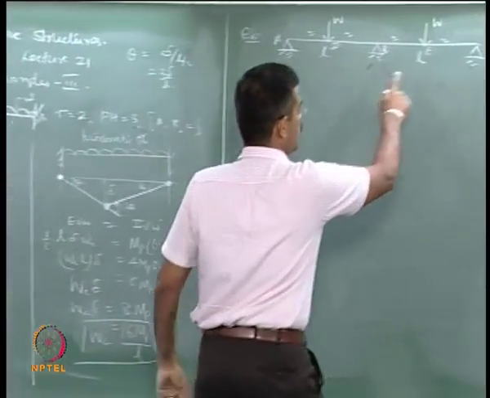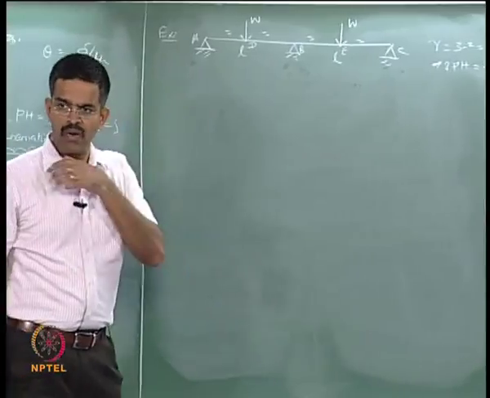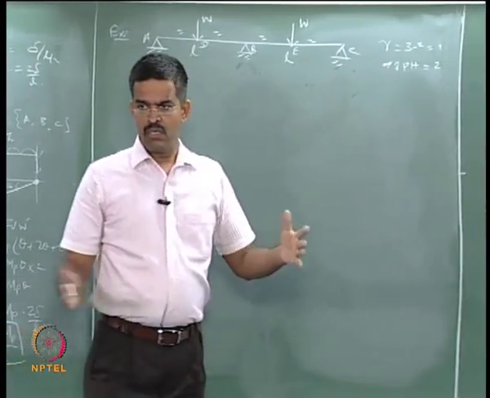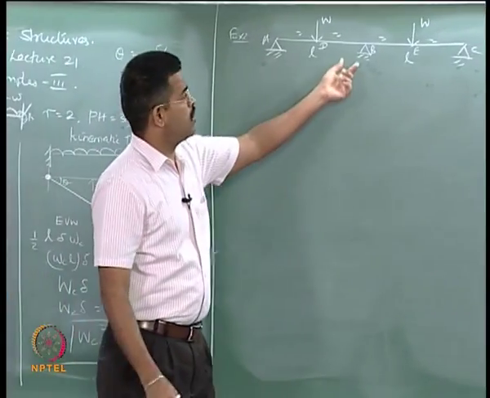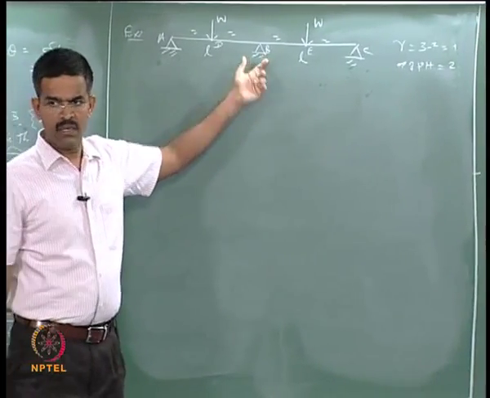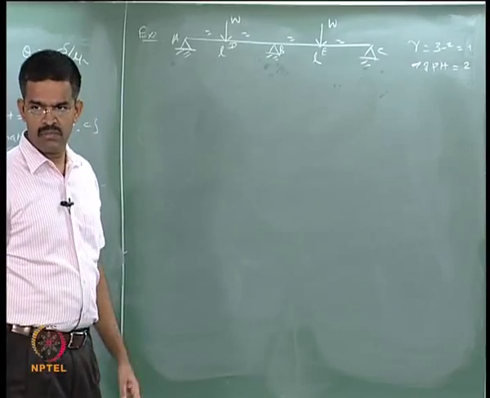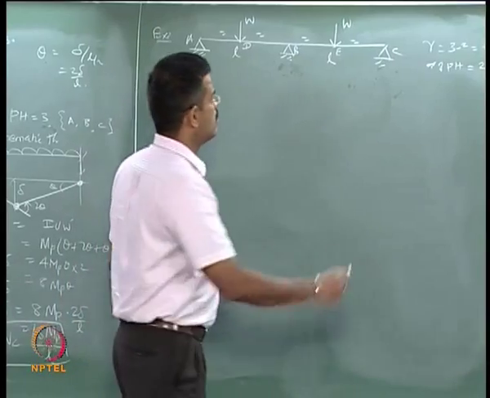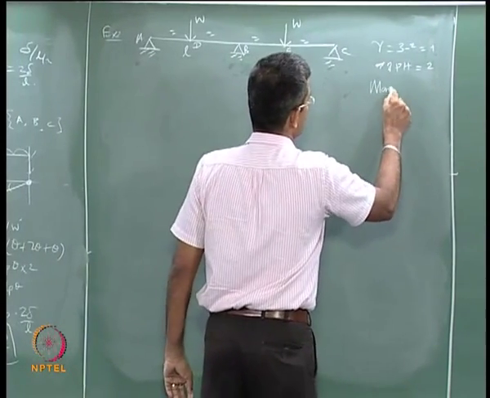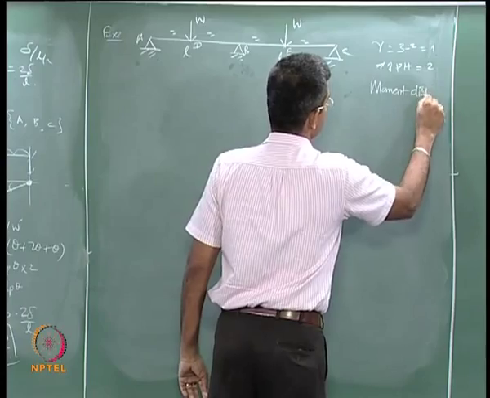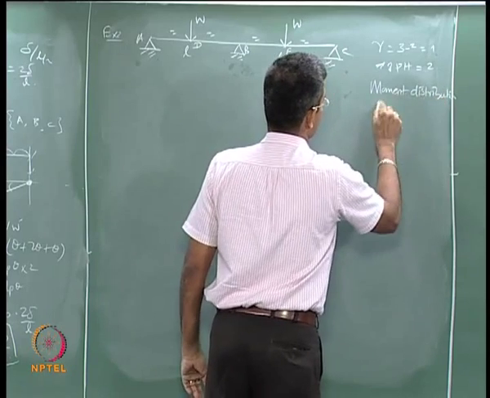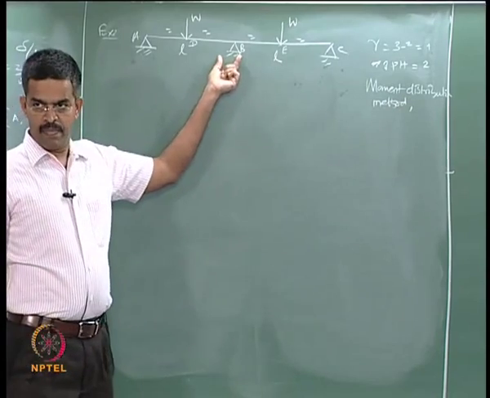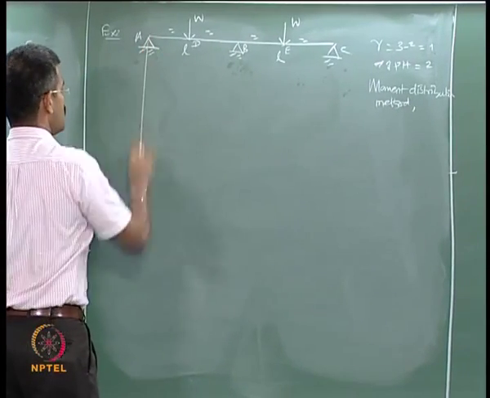Since it is statically indeterminate by one order, I cannot use simple equations of equilibrium. I must use a method by which I can find out MB. Let me do the moment distribution method. We are not discussing this method here, but I will briefly explain it. We will now do the moment distribution method to find out the moment at B. It is a very simple method.